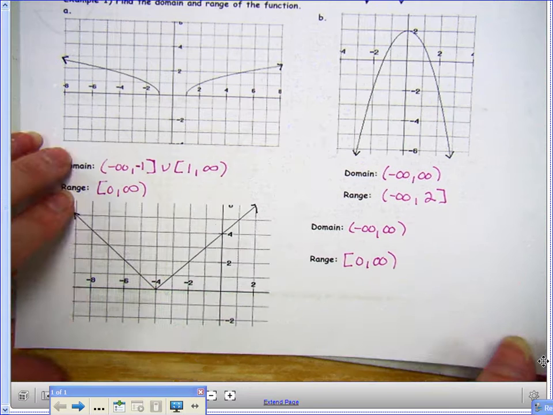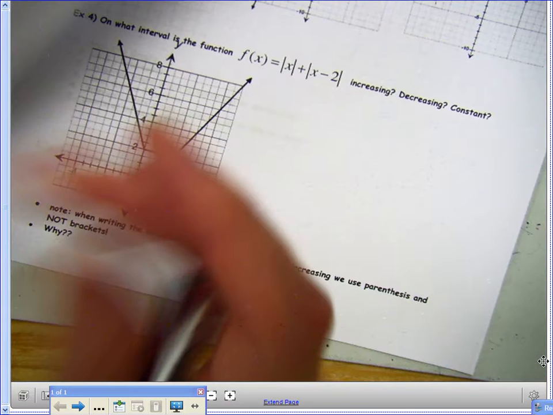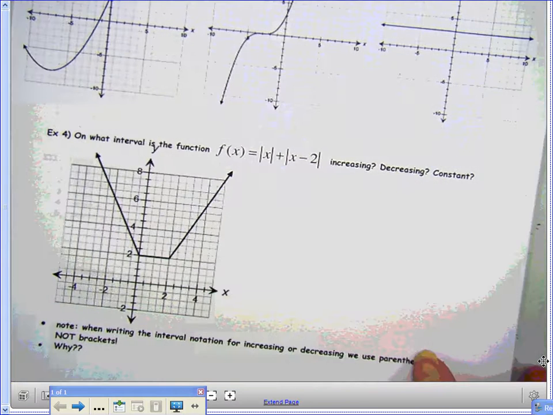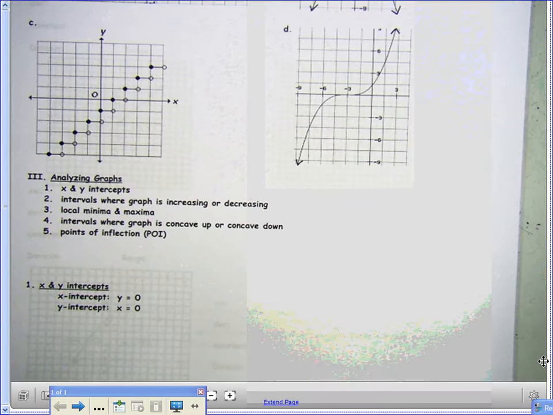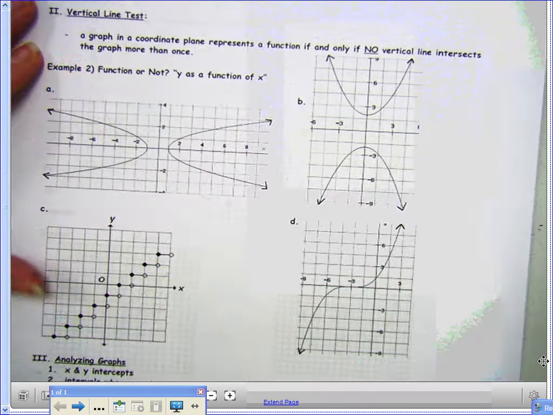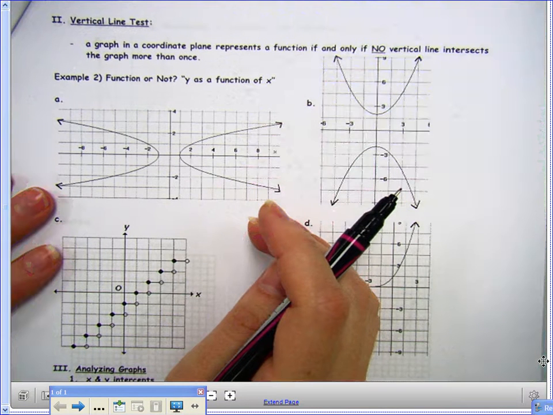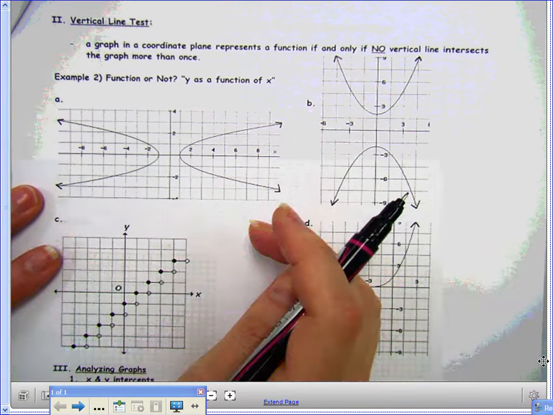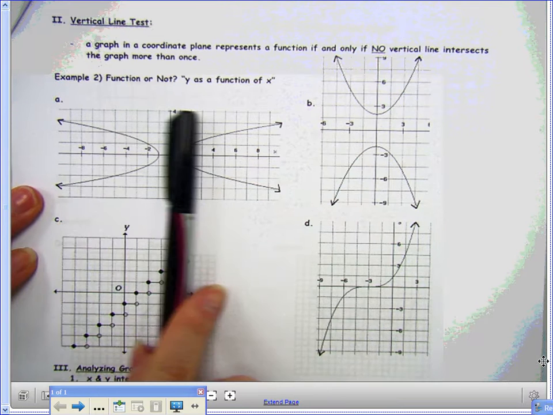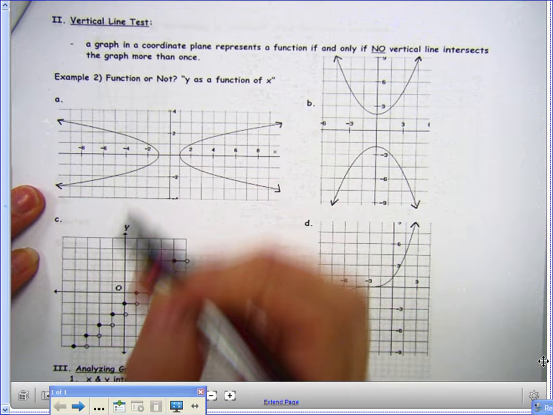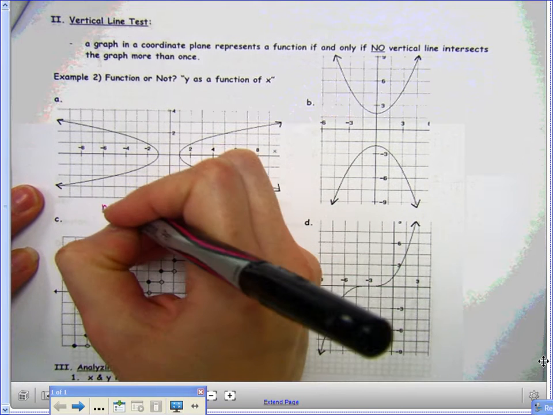So then the next part of what I want to talk about just real quickly is the vertical line test. Remember, it just tells whether or not we have a function, so we're not going to spend very much time on this. Looking at A, is this a function? No, this would not be a function. It does not pass the vertical line test.